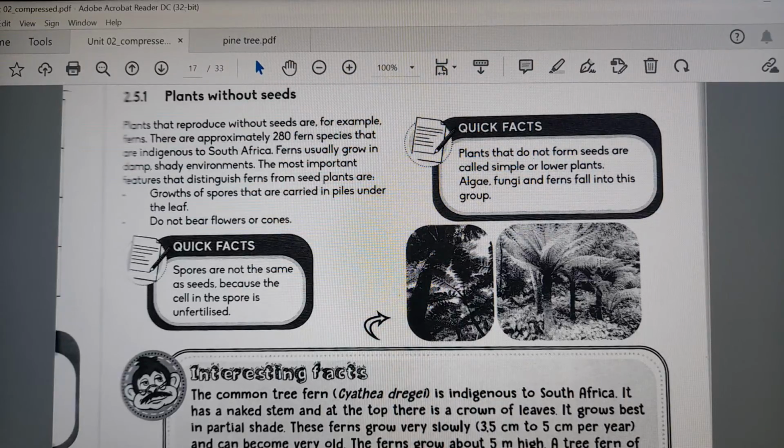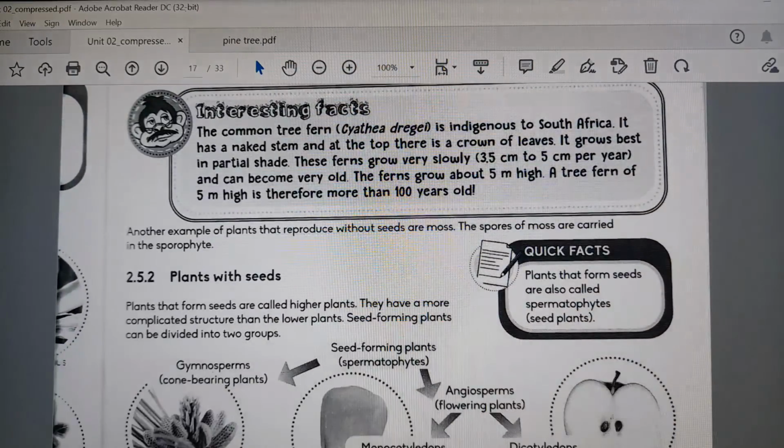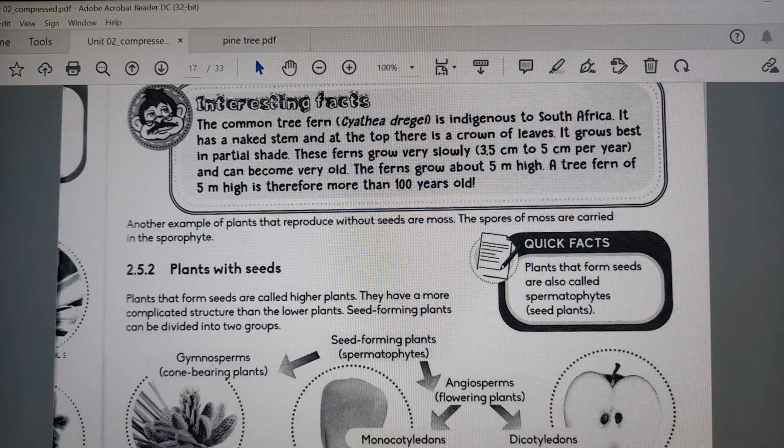Now, this is an interesting fact. The common tree fern, which is an example of a plant without seeds, is indigenous to South Africa. It has a naked stem, and at the top there is a crown of leaves. It grows best in partial shade. These ferns grow very slowly. They grow about 3.5 centimeters to 5 centimeters per year. Can you imagine? 5 centimeters per year.